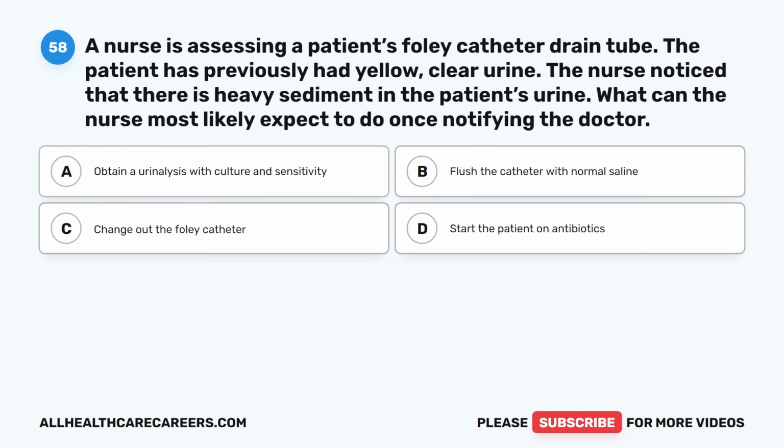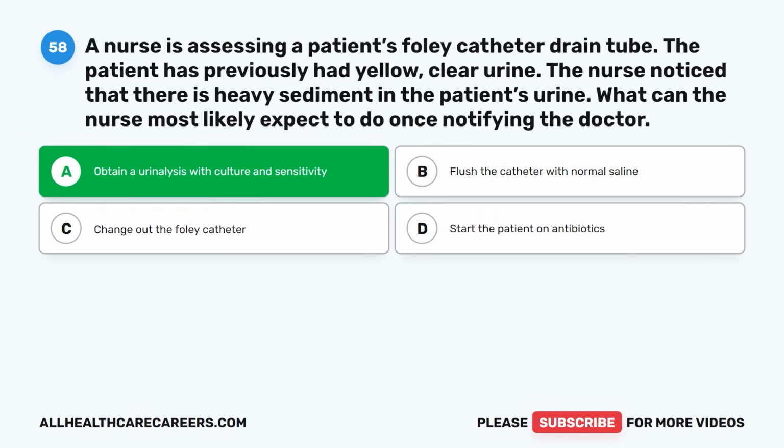Question 58. A nurse is assessing a patient's Foley catheter drain tube. The patient has previously had yellow, clear urine. The nurse noticed that there is heavy sediment in the patient's urine. What can the nurse most likely expect to do once notifying the doctor? A. Obtain a urinalysis with culture and sensitivity. B. Flush the catheter with normal saline. C. Change out the Foley catheter. D. Start the patient on antibiotics.